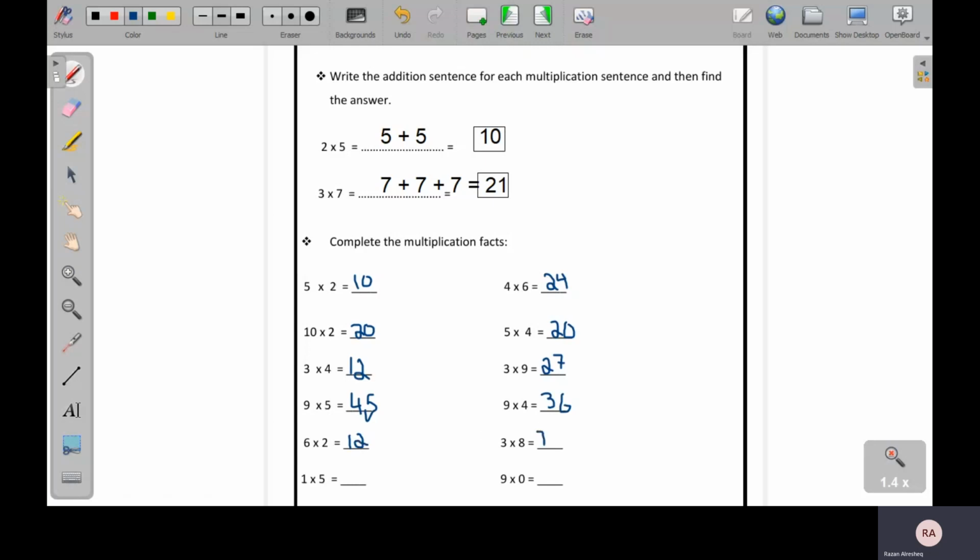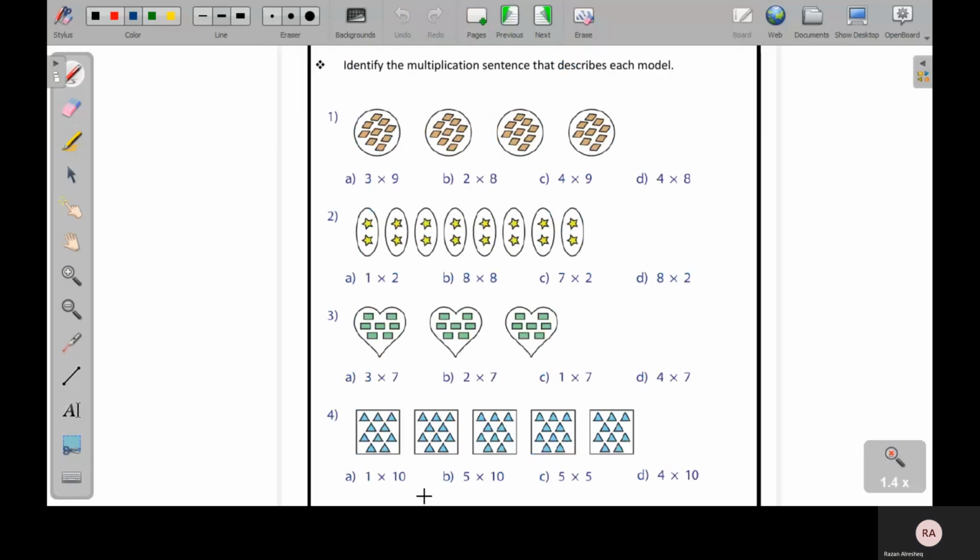6 times 2, guys, is 12, because also 2 times 6 is 12. 3 times 8 gives me 24. So I'm going to write 24 here. All right? And 1 times 5 is always the same number. Anything multiplied by 1 is the same number. And 9 times 0 is 0, because any number times 0 is always 0. These are two rules of multiplication. All right, guys? Now let's move on.